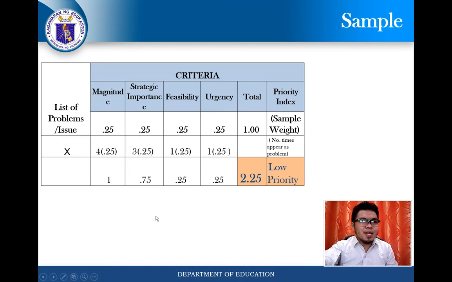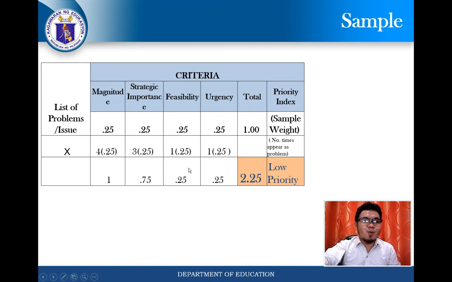Example, sinet natin na itong project X ay 4. So, ang kanyang percentage is 0.25. So, i-multiply natin yan para makuha lang natin yung value which is 1. Ayan, sa baba. Then also, binigyan natin siya ng halimbawa ng score na 3 for strategic importance. So, i-times lang din natin siya or i-multiply lang natin siya sa 0.25. So, lalabas ang 0.75. Then, another is yung feasibility.